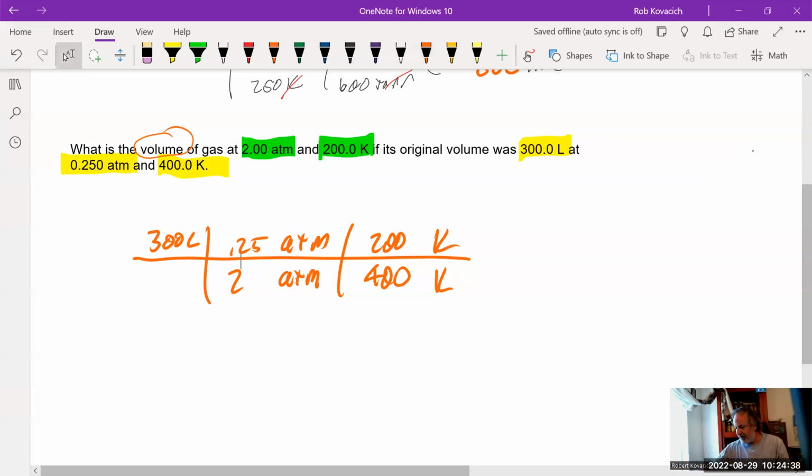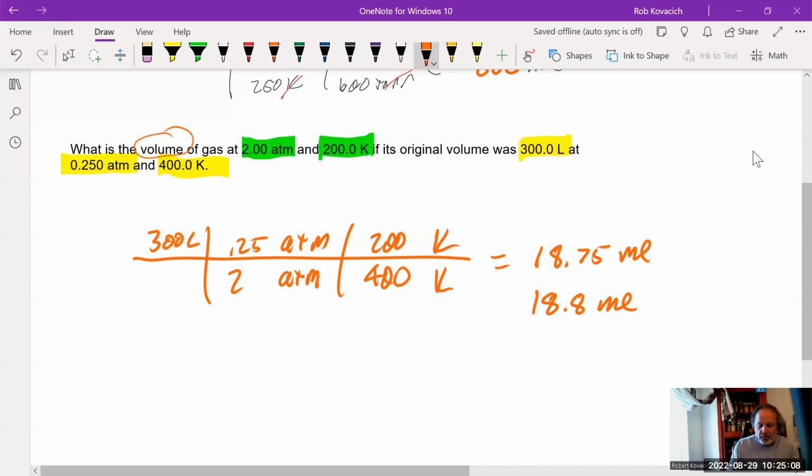Okay, so we'll definitely get a different value this time. So 300 times 0.25 times, and I end up with 18.75 milliliters. Looks like we have 3 sig figs. So, all right, this is going to be 18.8 milliliters for my answer.